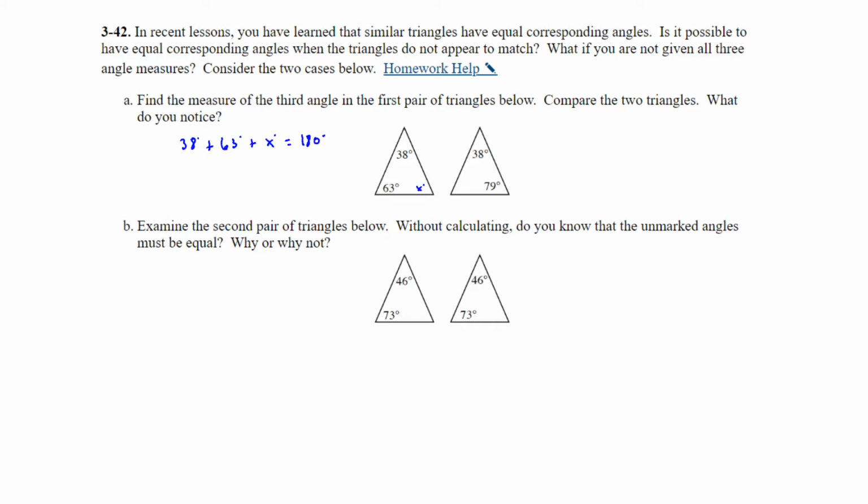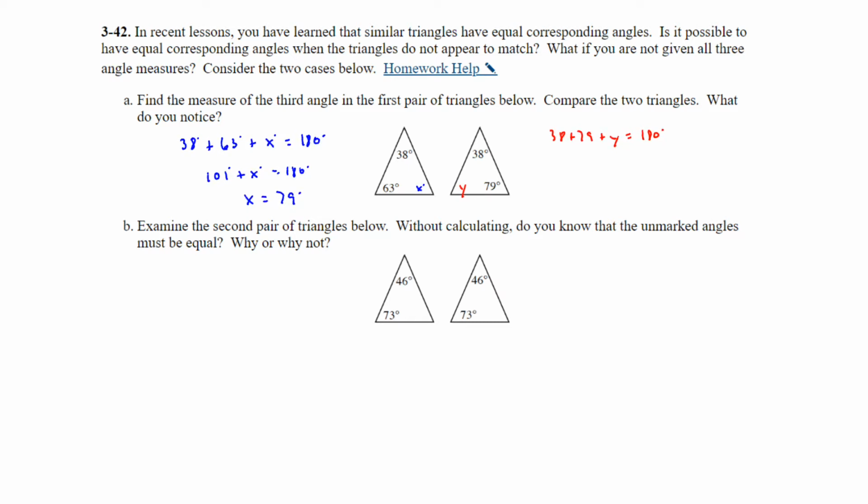So 38 plus 63 would be 101, plus x is equal to 180 degrees. Subtract 101 and we get x is equal to 79 degrees. Alright, then if we look at the other triangle, we have 38 plus 79 plus, we'll call this one y, is equal to 180. Once again, triangle angle sum theorem.